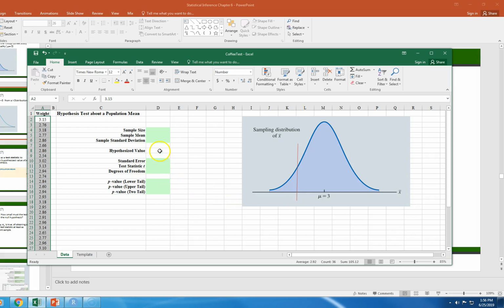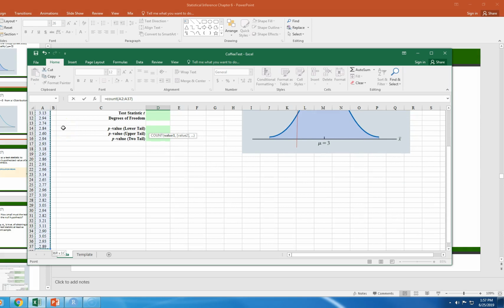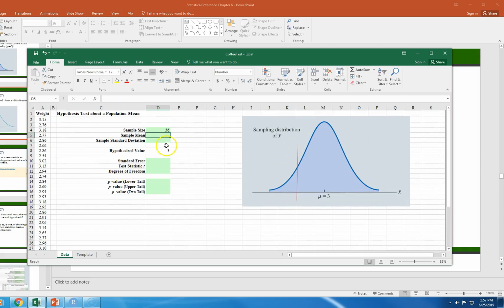So let's fill out these numbers here from the data that has been provided to us. The hypothesized value of this test is 3 pounds, so I'm going to put 3 in there. Our sample size is how many observations we have. So let's use the count function in Excel to count the number of observations, which is 36.